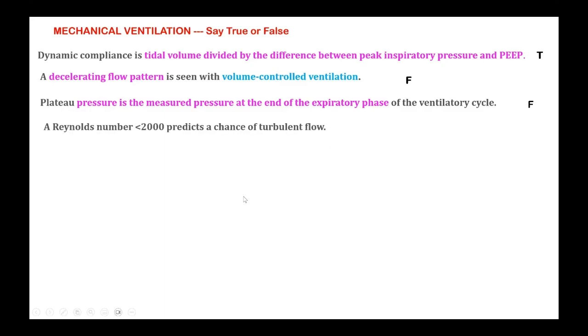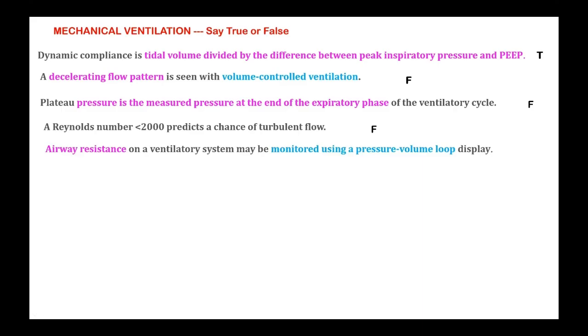A Reynolds number less than 2000 predicts a chance for turbulent flow. False. It's more than 2000, very good. It has to be more than 4000, then only it will become turbulent flow.